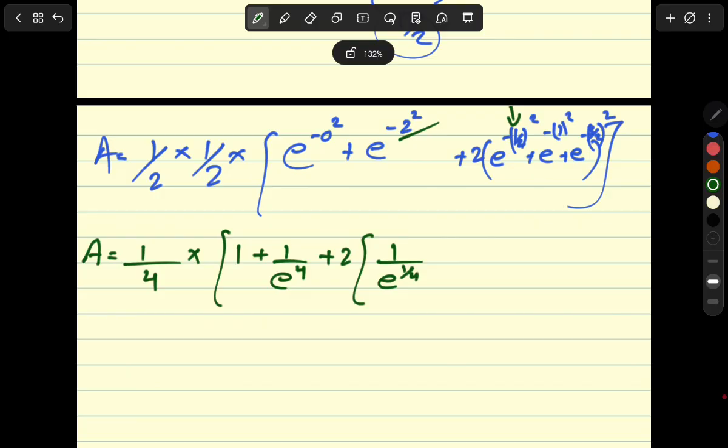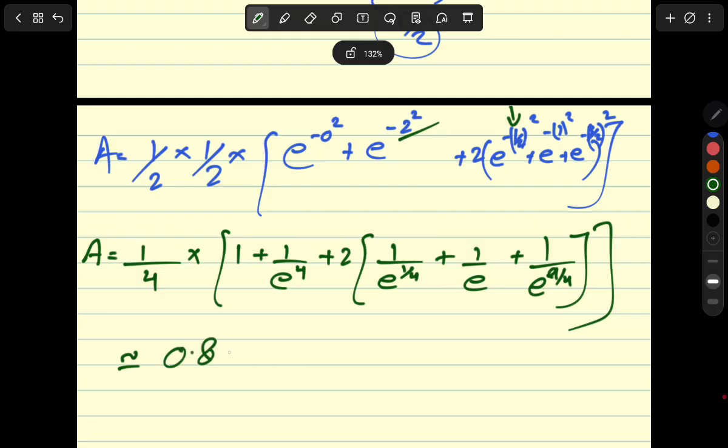This is e to the power of minus 1 or plus 1 upon e, and this is e to the power of minus 9 upon 4 or 1 upon e to the power of 9 upon 4, right? And that's going to give you an answer. And that's it. So approximately, if I put it in my calculator, I just did it, this is approximately going to be 0.881, correct to 3 decimal places.